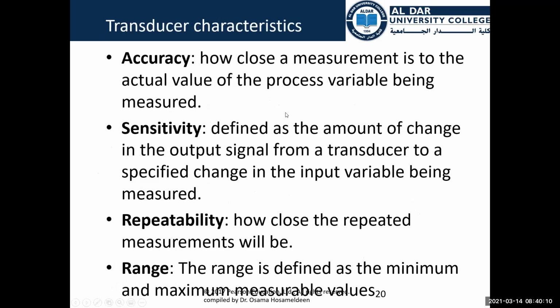And we have some characteristics for the transducers. These characteristics are accuracy, sensitivity, repeatability, and range. The accuracy is how close the measurement is to the actual value of the process variable being measured. How close this value is to the real value. We have the real value and we have the measured value. The accuracy means the distance between these two values should be minimum.